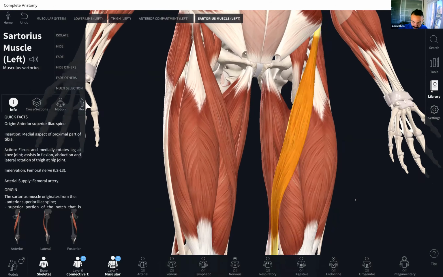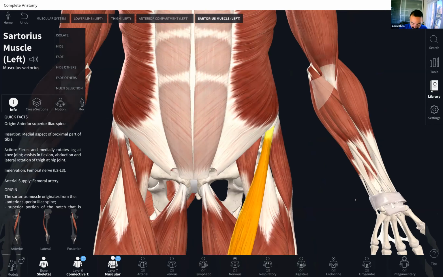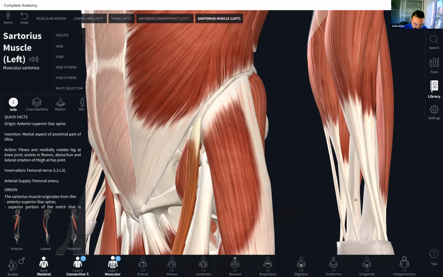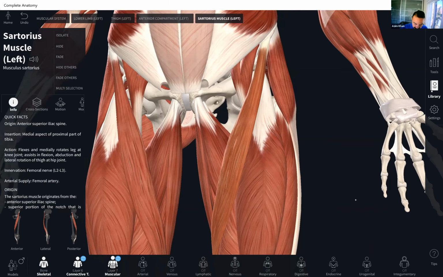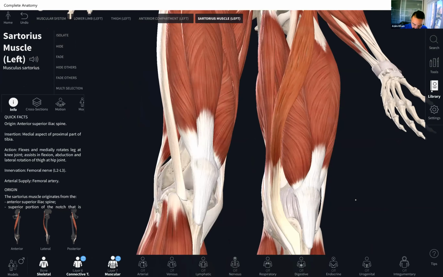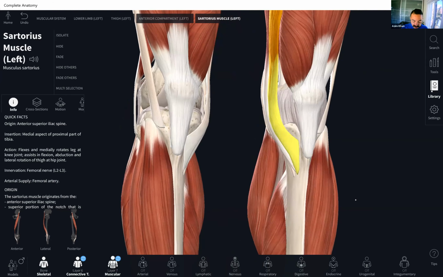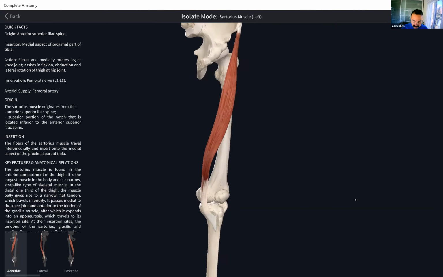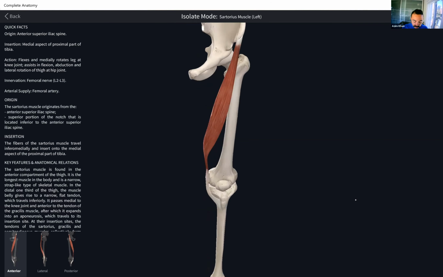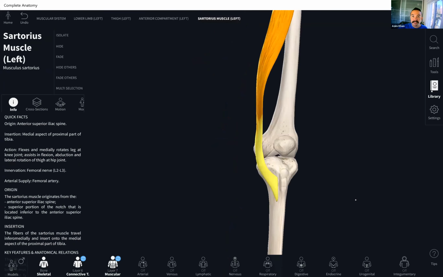So this really long muscle is called the sartorius. It attaches from the anterior superior iliac spine, comes anteriorly, then medially, and crosses over to the tibia. It's the longest muscle in your body. Because of its unique shape and length, it's good for crossing over your legs. So let me actually switch back to the slides.